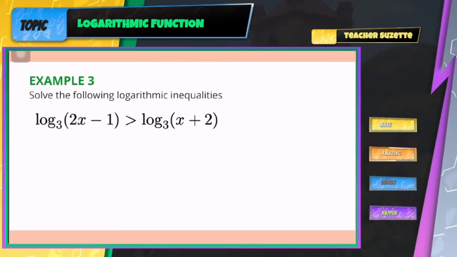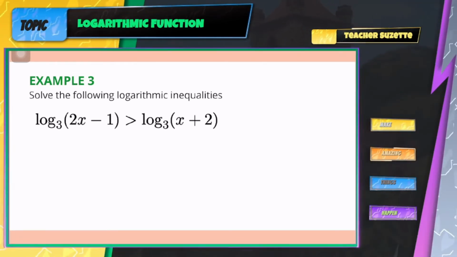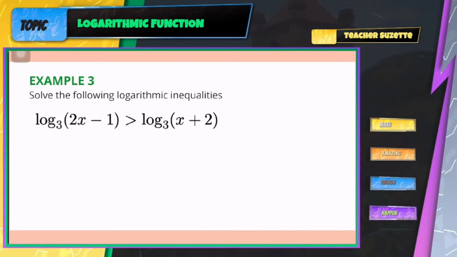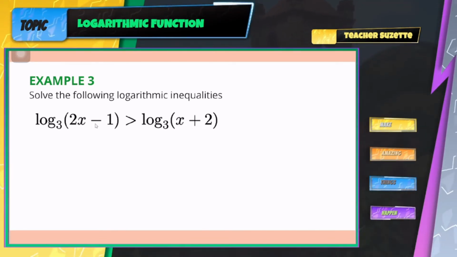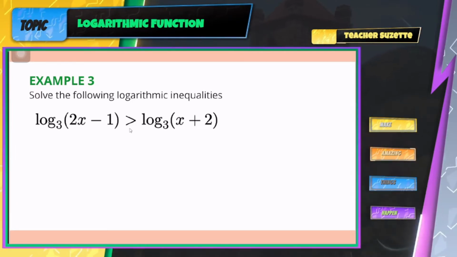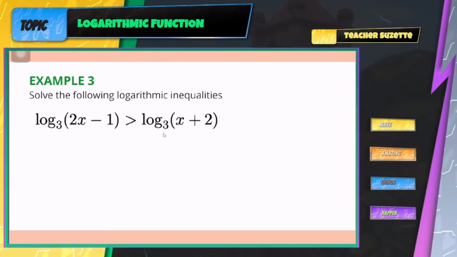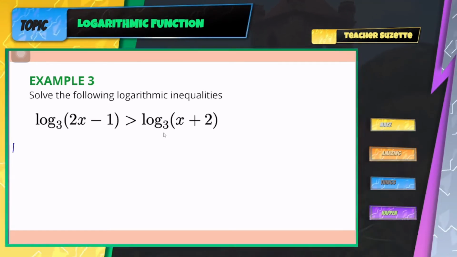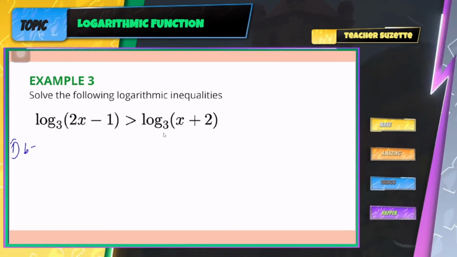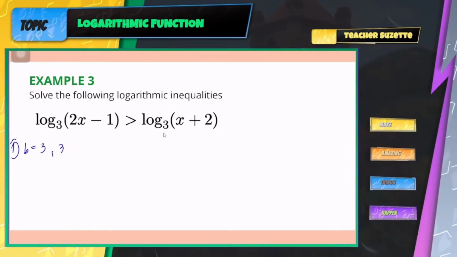Now, in this video, we are going to continue our discussion regarding solving logarithmic inequalities. So, let's have our example number 3. If we have the logarithm of 2x minus 1 base 3 greater than the logarithm of x plus 2 base 3, again, let's first check our base. Those are our reminders. For this inequality, we have a base which is equal to 3, and 3 is greater than 1.